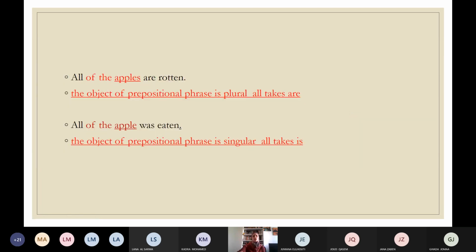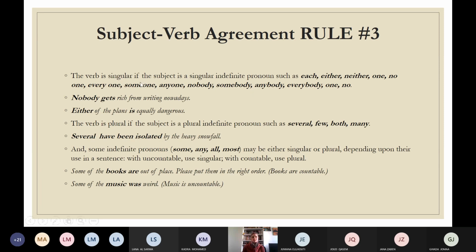We will see. Here, the verb is singular if the subject is a singular indefinite pronoun, such as everyone, everybody, each, either, neither one. So if I say nobody gets, why do I put is? Because nobody is always singular. Either takes is because either is always singular.